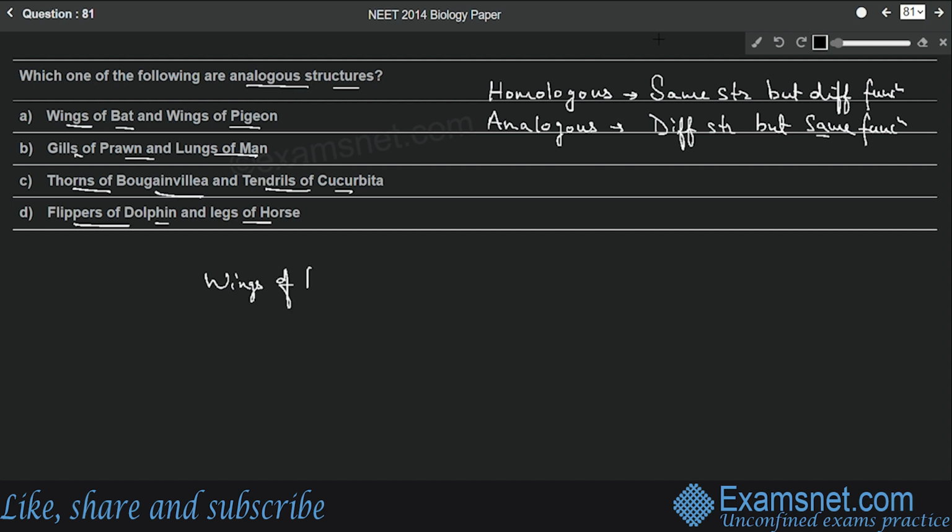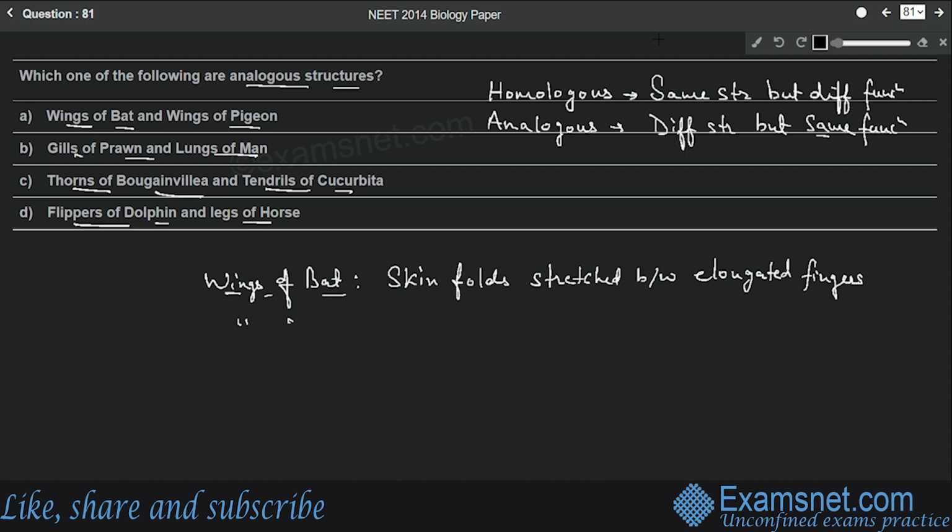What is the main structure in the wings of bat? It is basically the skin folds. The wings of bats are skin folds which are stretched between the elongated fingers.